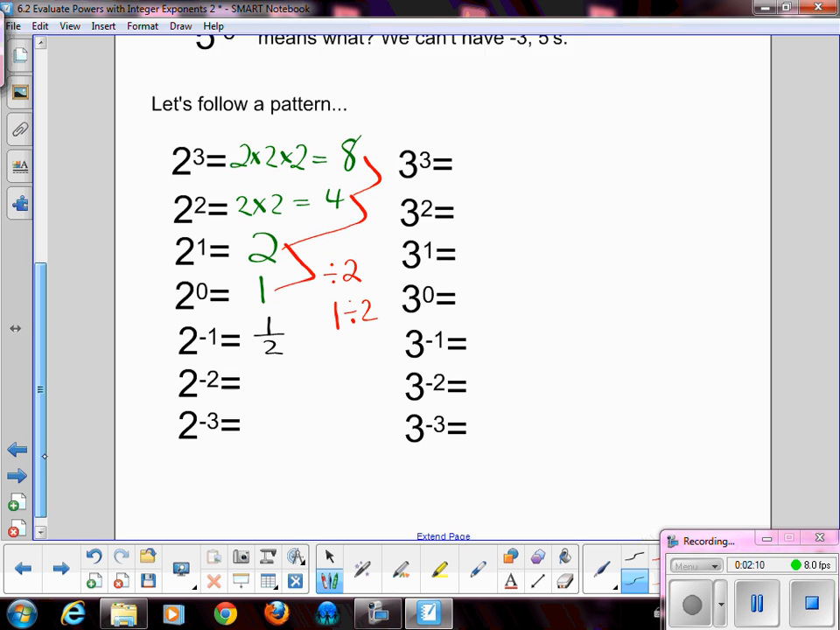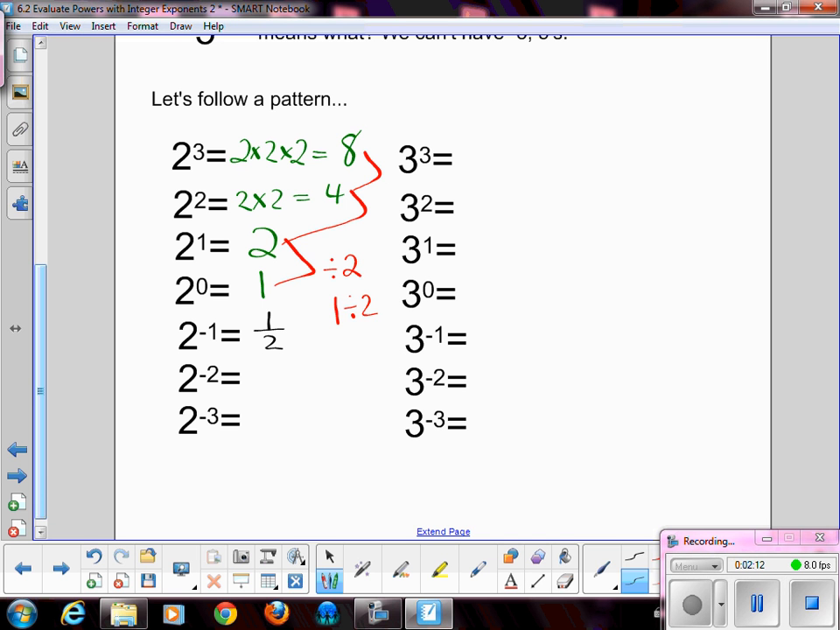Okay, and what about the next one? What's 1/2 divided by 2? Well, that's the same as 1/2 times 1/2, which is 1/4. And then if I look at 1/4 divided by 2, that is the same as 1/4 times 1/2, which is 1/8.